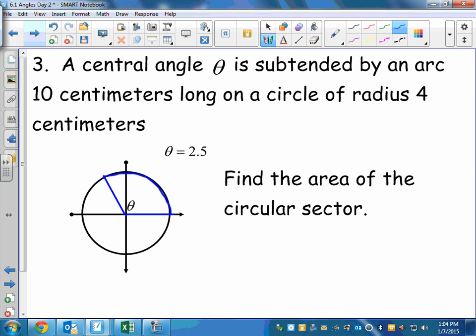And so I think I just put an example right there on the next slide that says a central angle theta is subtended by an arc 10 centimeters long. I found the book says that a lot. Subtended by an arc just means here's the angle and this is the arc that it intercepts. On a circle of radius 4 centimeters, find the area of the circular sector. So notice they tell us that the angle here is 2.5. Is that in radians or is that in degrees, or do we not know?